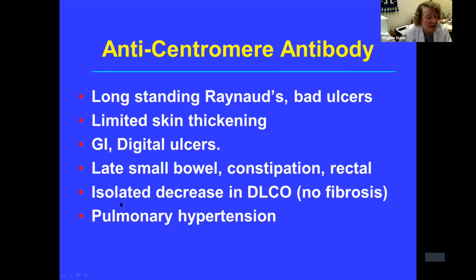There is an isolated decrease in the diffusing capacity. So even though these patients rarely have significant interstitial lung disease, they may have some fibrosis, they may have had chronic aspiration, which then can cause some fibrosis, but rarely do they have the type of progressive fibrosis that we see in our SCL70 patients. But this isolated DLCO, as I'll mention later, is the precursor for pulmonary arterial hypertension. And so it's really important for all scleroderma patients to have PFTs and echoes the very first time that you see them as a patient.